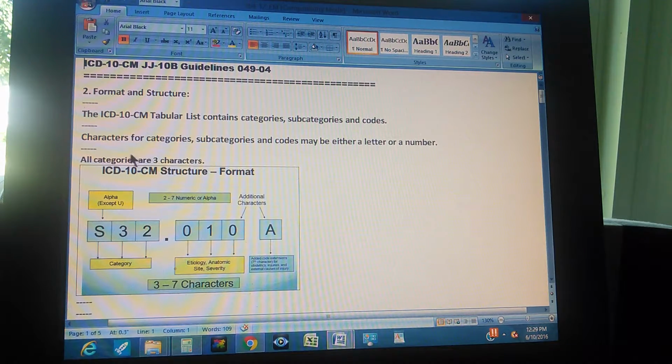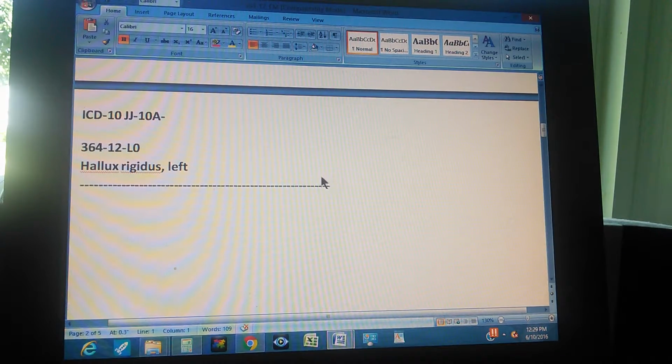Okay, so that's our theory for today. And now we're going to do an example. Ready, set, go. ICD-10 Guidelines, page 364, exercise 12. And this is a level 0 exercise, which means that it's very easy to do. Anybody with maybe an hour of explanation on how the ICD-10 codes work could do it, okay?